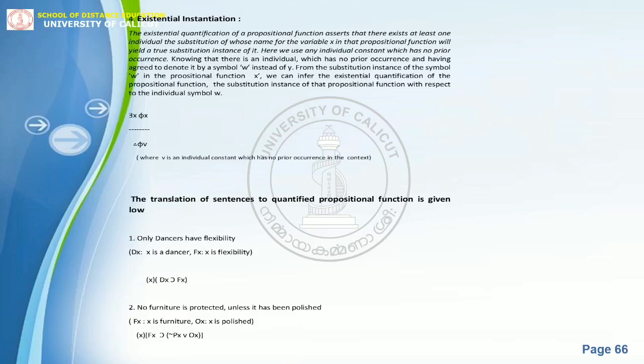The fourth rule is existential instantiation. The existential quantification of a propositional function asserts that there exists at least one individual, the substitution of whose name for the variable x in that propositional function will yield a substitution instance of it. That is, here we use any individual constant which has no prior occurrence, knowing that there is an individual, having agreed to denote it by a symbol. The symbolic expression is given below.